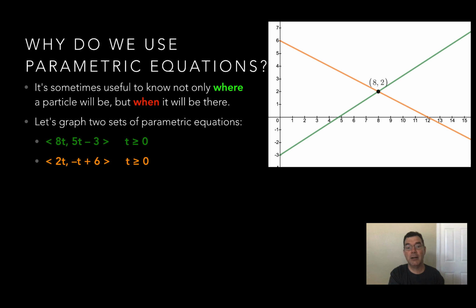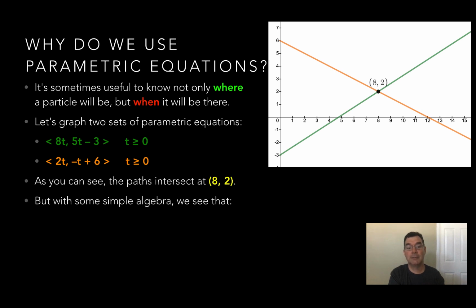There are two linear functions graphed on this graph right here, and you'll notice that they intersect at the point 8 and 2. I've written the equations for each of those parametrics off to the side there. The green one matches the green line and the orange one matches the orange line. So they do meet at 8 and 2.